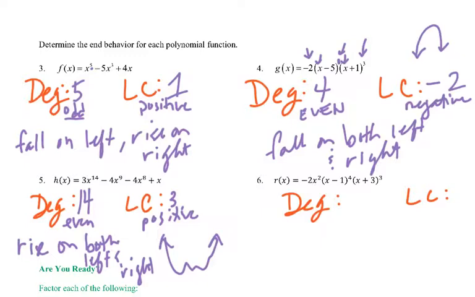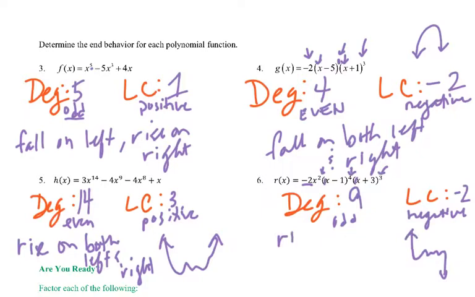On number 6, we have r of x equals -2x squared times x minus 1 to the 4th times x plus 3 to the 3rd. Again, we're going to add up all of these degrees to get the total degree of this polynomial. So we have 2 plus 4, which is 6, plus 3, which is 9. So it's going to be odd. Our leading coefficient is -2 times 1 times 1, which is -2. So this is negative, and that would look something like this. It rises on the left and it falls on the right.